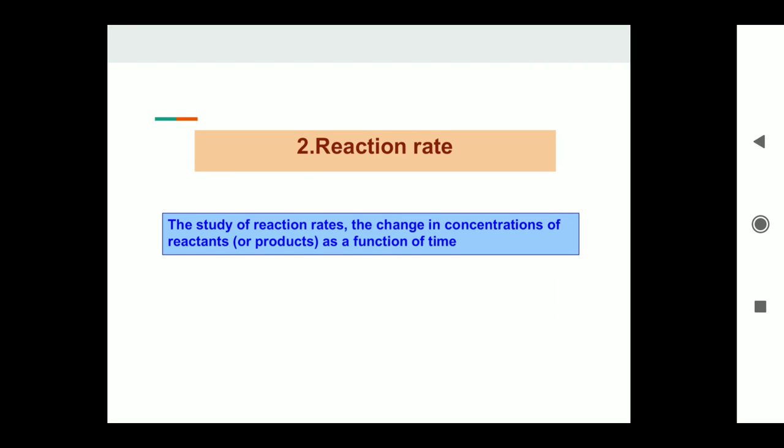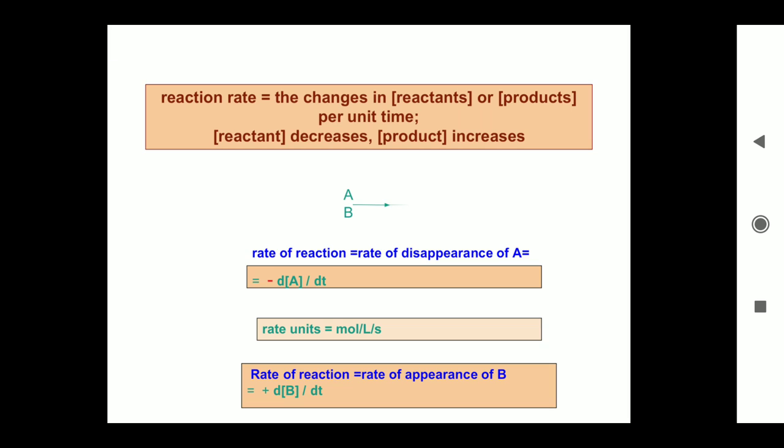Reaction rate: the change in concentration of reactants or products as a function of time is known as the reaction rate. Now how can we express the reaction rate? Mathematically, the reaction rate is nothing but the change in concentration of reactants or products per unit time.